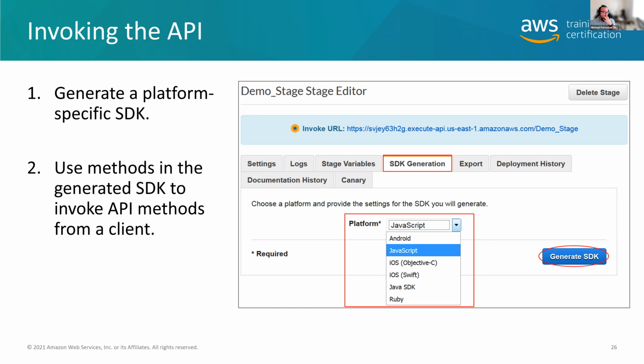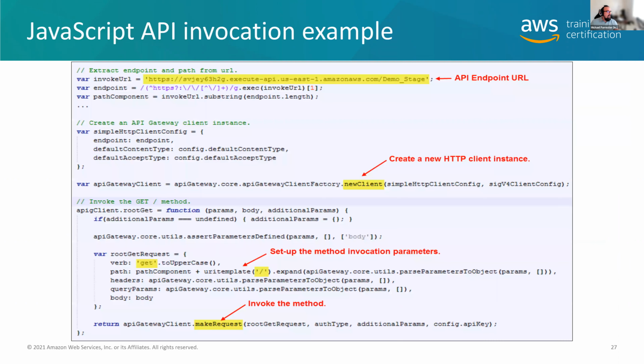Notice that this is for the demo stage. Looks like this particular one is for this particular stage, if that makes any sense. Here's an invocation example where they are using the API endpoint URL to invoke the API. They're creating a new HTTP client instance, setting up all the invocation parameters, and actually invoking the method. They've even grabbed the API key from the config parameters and set the auth type to GET request.